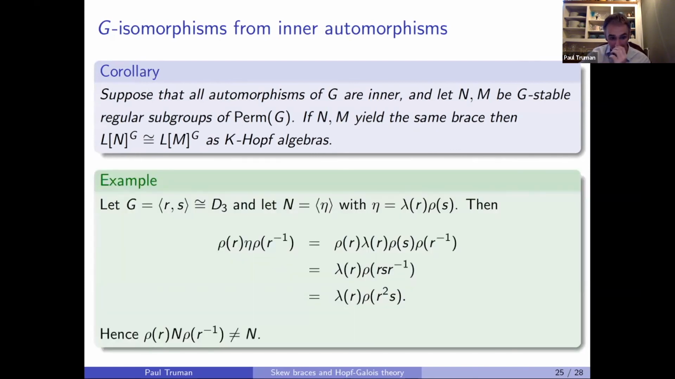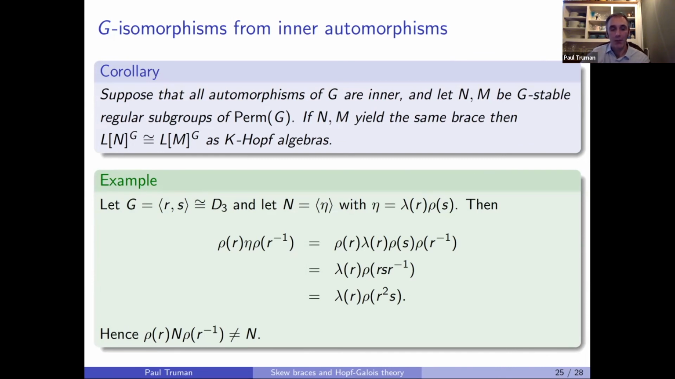And so that holds, for example, in my running example. If G is isomorphic to D3, and I start with this cyclic subgroup N that I've been playing with all through the talk, if I conjugate that by rho of something, I might get a new interesting regular subgroup. So if I conjugate that by rho of R, one of the generators of D3, then I get a different regular subgroup.